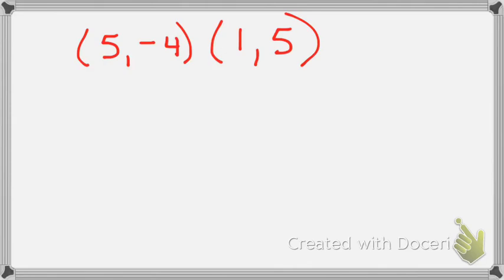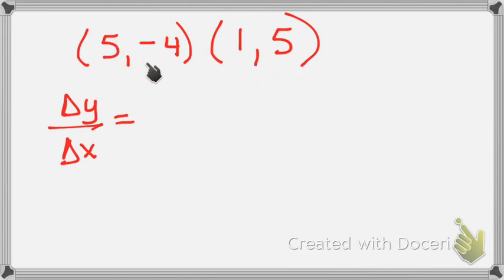I simply want to use my formula, which is change in y over change in x. So it does not matter if you start with a negative 4 or if you start with a 5, but you have to be consistent when you go down to do the x's. If you want to start with a negative 4 and go to 5, that's great.